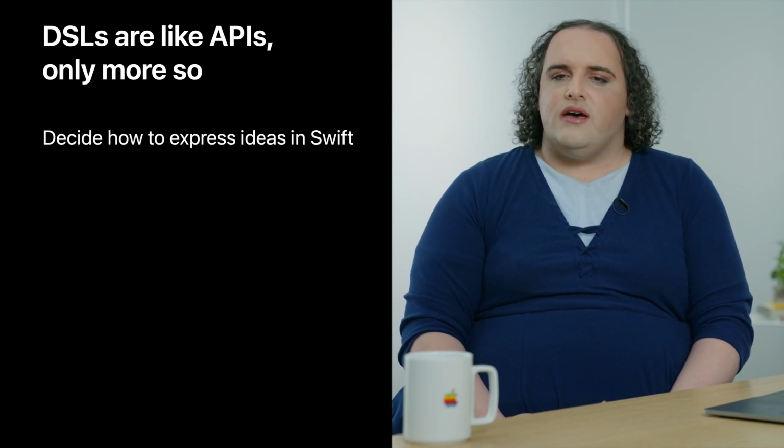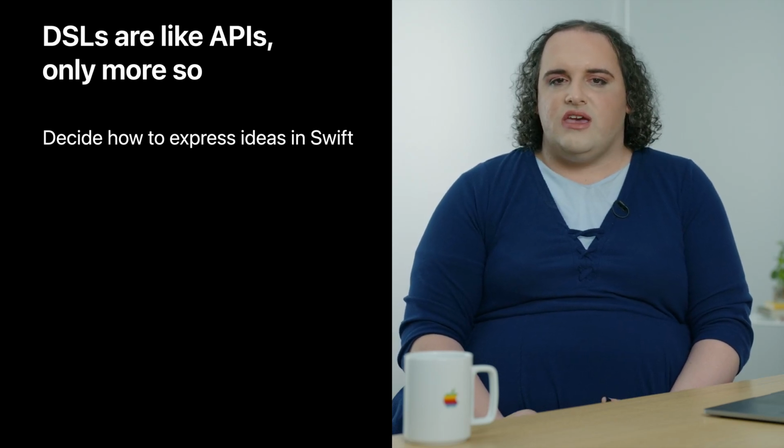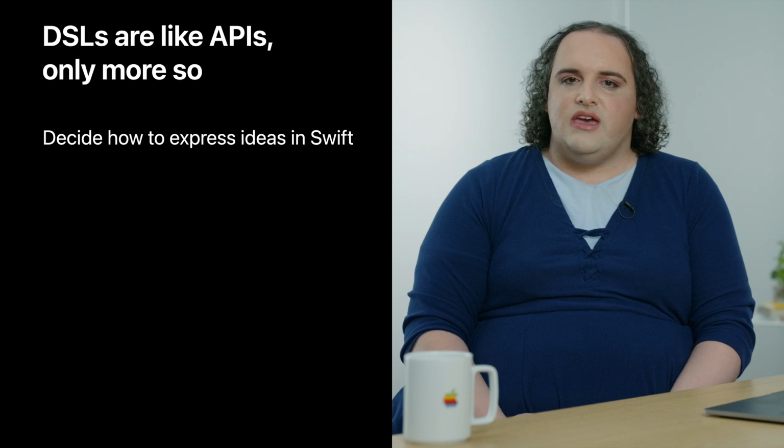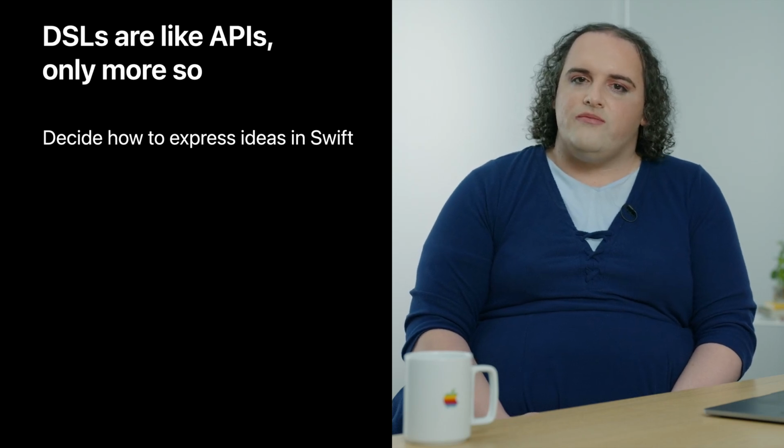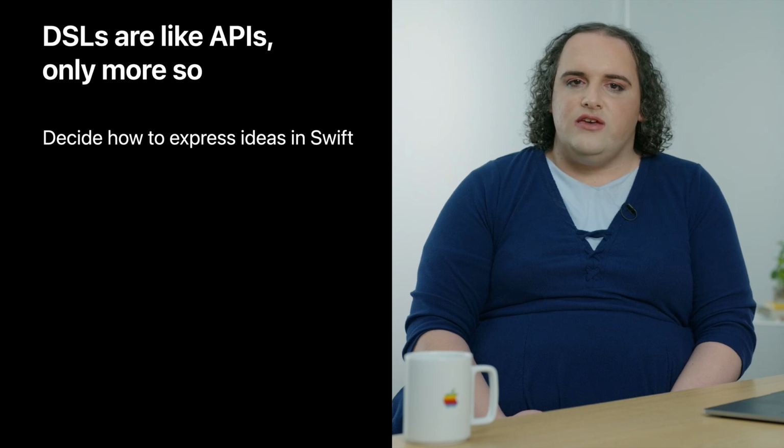Like a Swift API, a Swift DSL is not starting from scratch. It uses Swift's syntax and capabilities to express ideas and behavior relevant to the problem you're trying to solve. A DSL is just using additional capabilities that an API usually wouldn't.